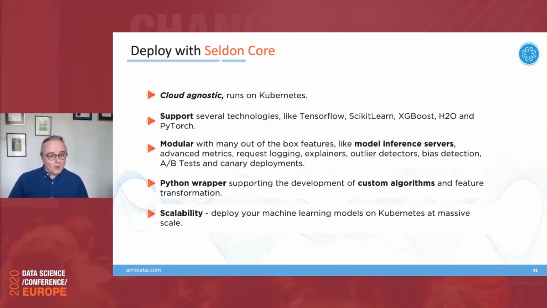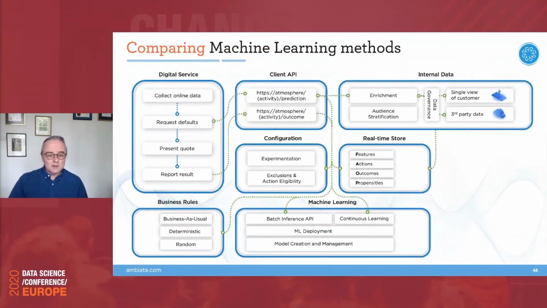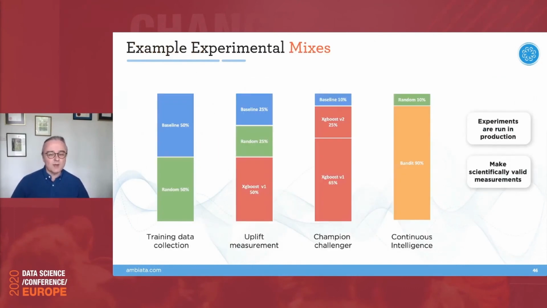So once you've got this running, the last thing that you need to do is to be able to compare different algorithms to work out what works. Right? And to do that, we run experiments. Because we can route different traffic to different algorithms through our API, we can compare, say, an XGBoost model to a bandit algorithm or 2 XGBoost models. And what that means is that we can make scientifically valid measurements of which algorithms work best in production. And for our quote flow model, we showed that our continuous intelligence algorithm outperformed a periodically retrained XGBoost model.